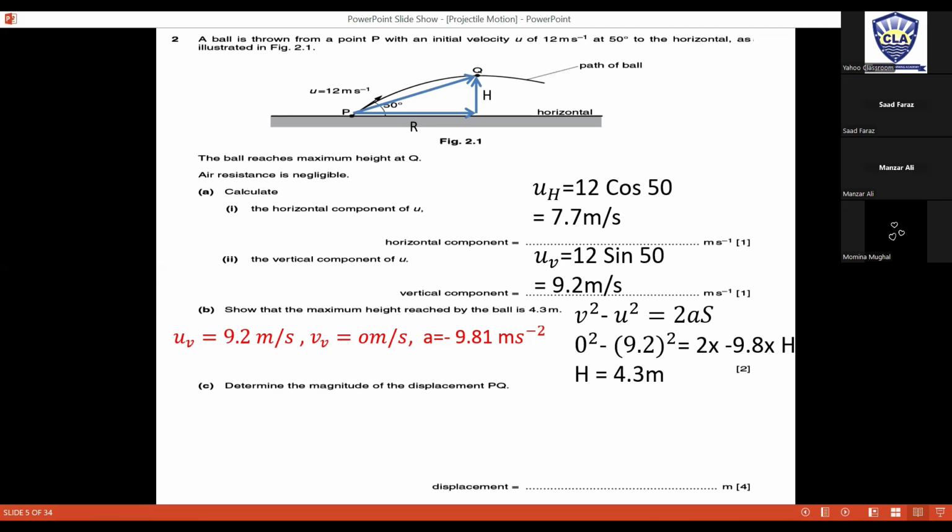Now, how to find the horizontal distance, R? It is calculated by multiplying horizontal velocity with time. We know the horizontal velocity, which is 7.7. How long will it take to travel from P to Q, the horizontal distance? That only depends on the time the object takes to reach the maximum height.